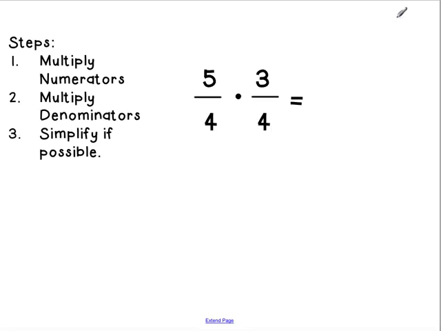And one last example for multiplying. Multiplying my top numbers, 5 times 3 is 15. 4 times 4 is 16. So we get 15/16. Can't simplify. So that's my final answer.